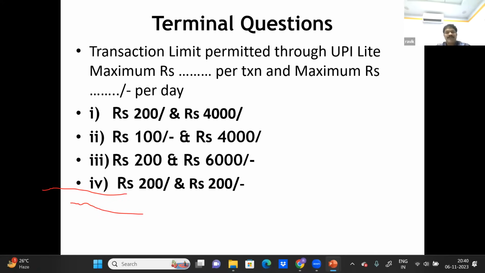The transaction limit permitted through UPI Lite, maximum rupees per transaction, maximum per day. UPI Lite, without any password, MMID and all, simply the transaction will execute. How much amount? Very good. It is 200 rupees and maximum per day is 4,000. Just now we have read that.